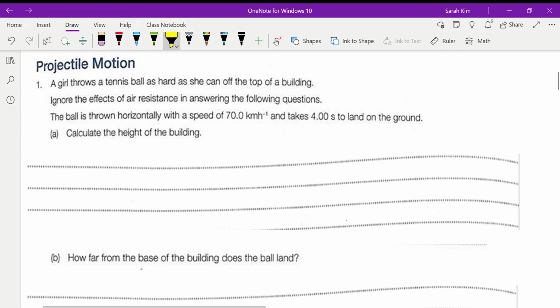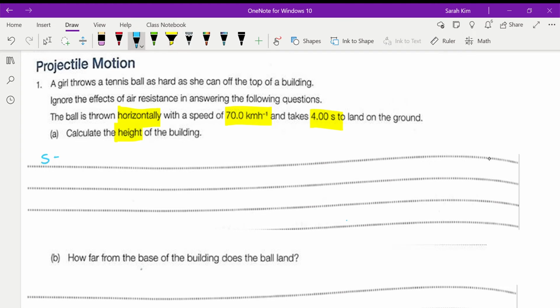Alright, for this question, a girl throws a tennis ball as hard as she can off the top of the building. Ignore the effects of air resistance in answering the following questions. The ball is thrown horizontally with a speed of 70 kilometers per hour, so just be aware that's a horizontal velocity. And the time is 4 seconds. Calculate the height.